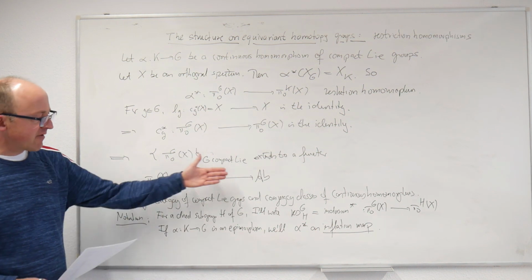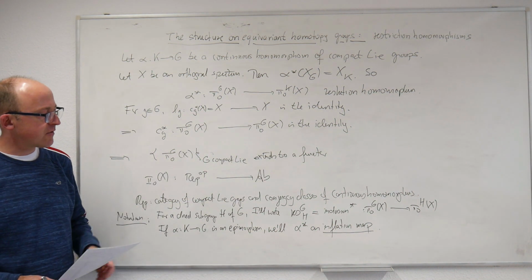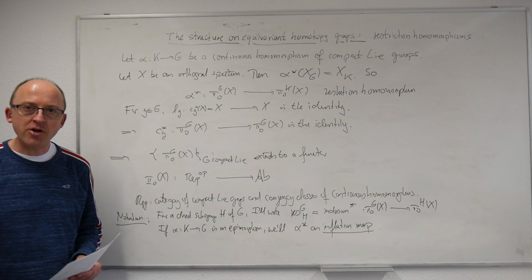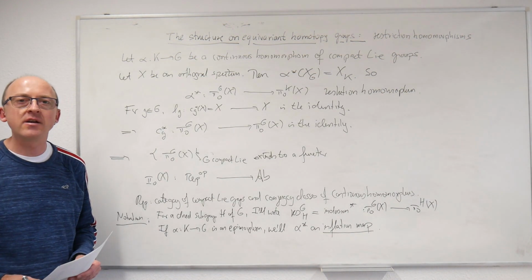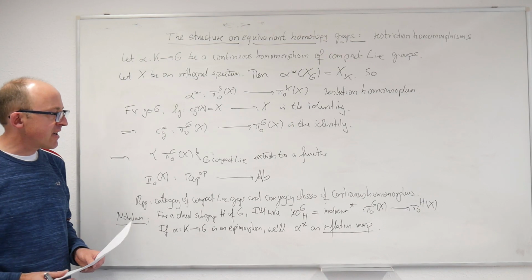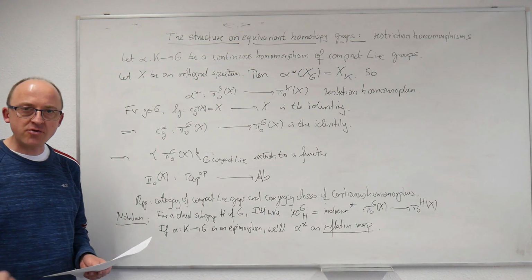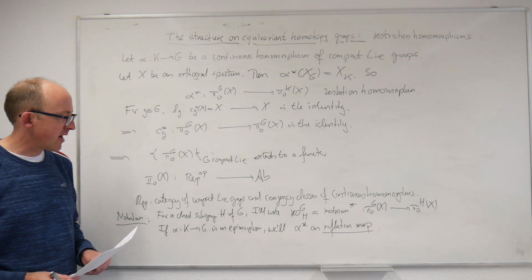So the reason for giving these two different names and using different notation is that in a lot of aspects, these two kinds of restriction maps behave very differently. One example will be how they behave with respect to transfers, and I will come back to that later.